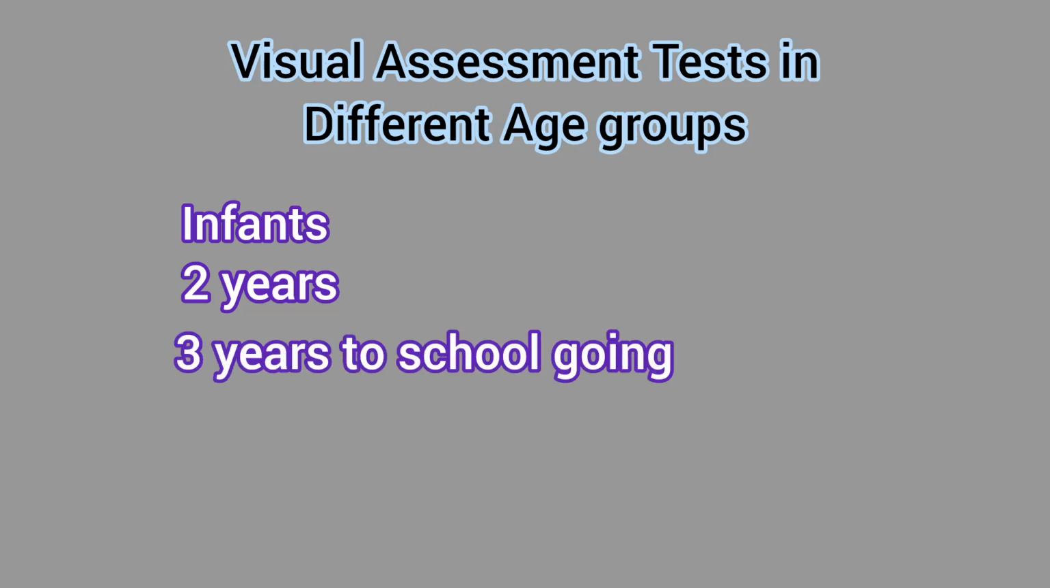Today we are going to discuss some tests which are related to visual assessment. So here we are going to discuss how we can assess visual acuity in different age groups, right? We have different age groups which include infants. Infants means from newborn up to 1 year, and then we have a category which is 2 year kids. Then we have 3 years to school going, which can be 3 to 4 years, and 5 years. After 5 years, we know that a person is growing. So in that case, the test which we are using for a 5-year-old kid is the same for a person who is more than 5 years of age, right?